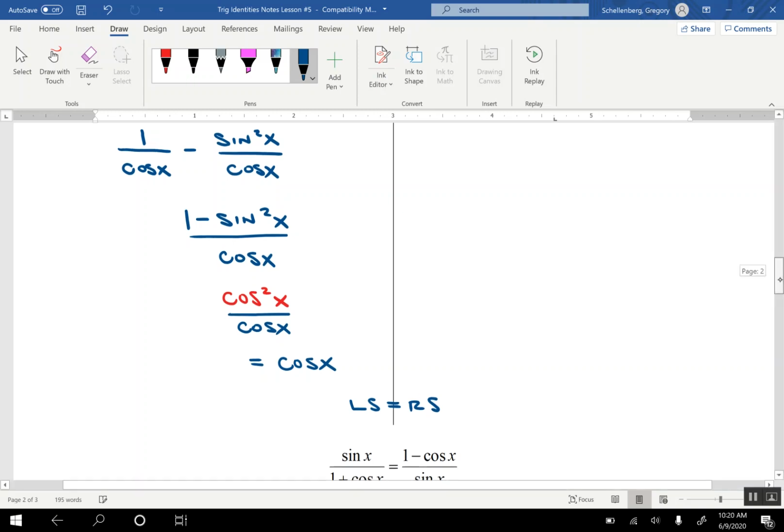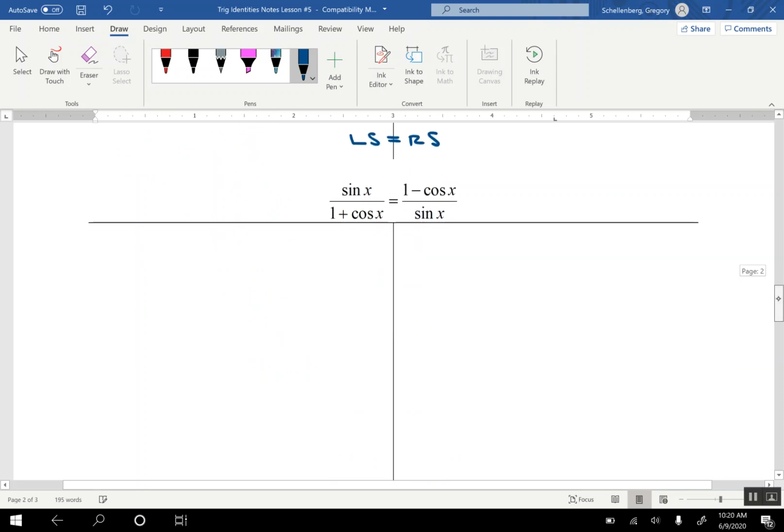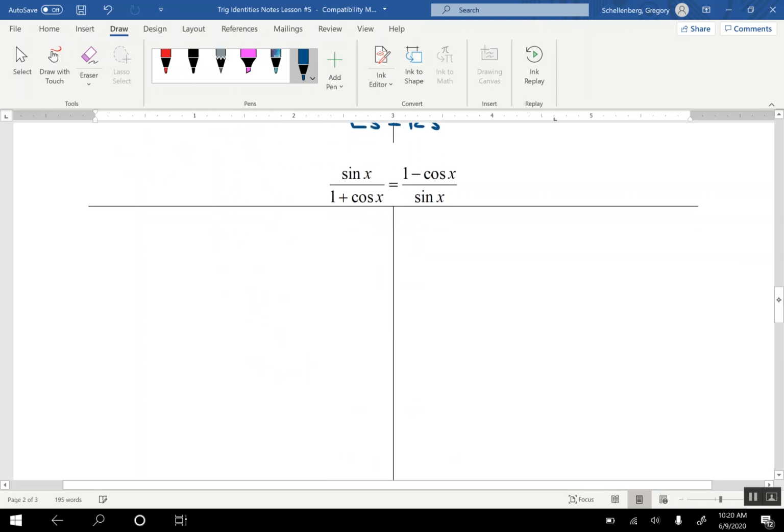Okay, next one. So again, looking at the more complicated of the two sides. Now I would say these are both equally complicated. So let's just work with the right side just to prove that it doesn't matter which side we work with. So we've got 1 minus cos x over sine x.